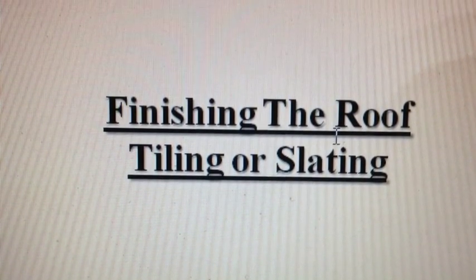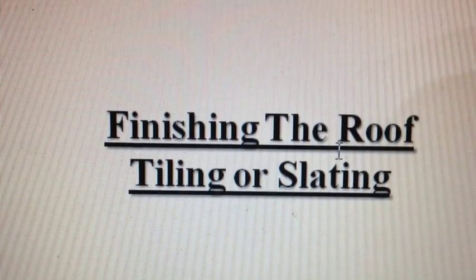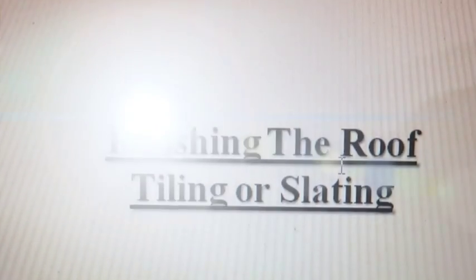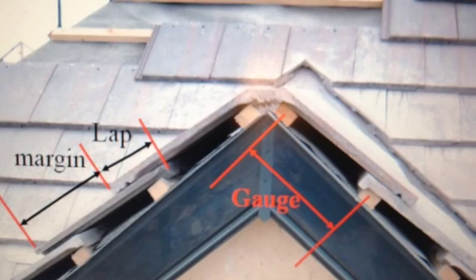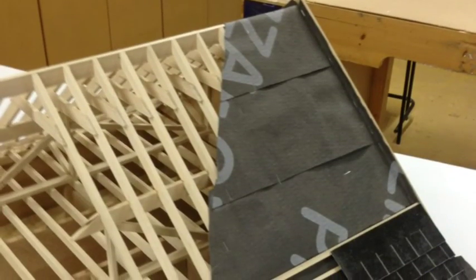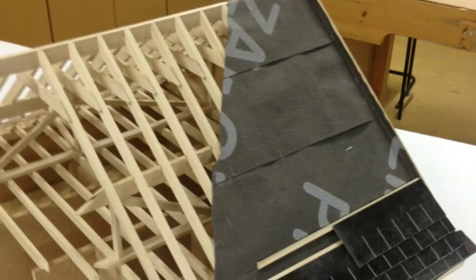Let's now focus on finishing the roof. Tiles or slates can be used. There are three main areas to know for finishing the roof. These are that the required distances are left for the lap, the margin and the gauge.